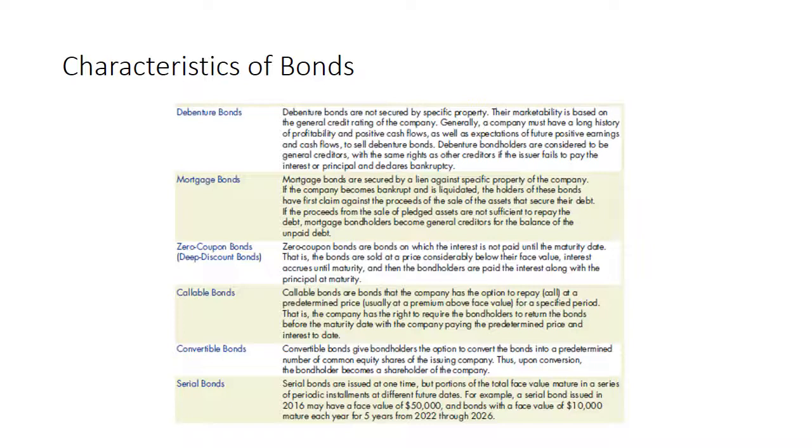Callable bonds are bonds that the company has the option to retire early at a predetermined price, and we'll look at that later on. Convertible bonds, and we'll look at that in our second part, are bonds that give the bondholder the right to convert the bonds into common equity, so common shares of stock of the company. And then serial bonds. Serial bonds are issued at one time, but mature in installments.